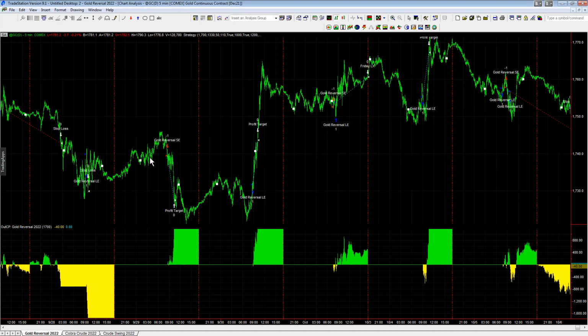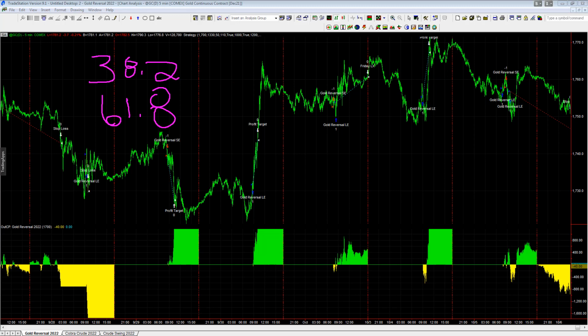I like to keep things simple. I like to keep things pure. We're using a 50% Fibonacci retracement. Typical Fibonacci retracement is 38.2 and 61.8, but 50% is also used. And so I'm going to show you the inputs now.